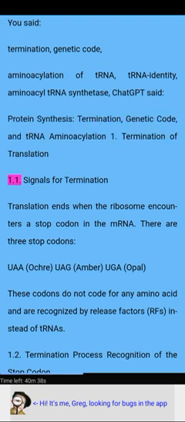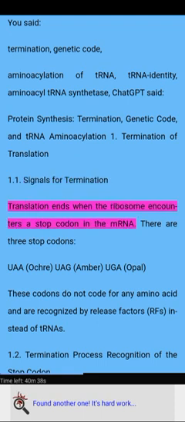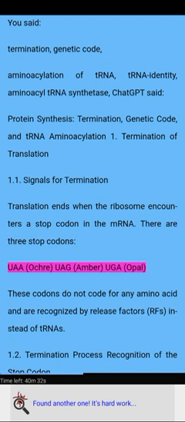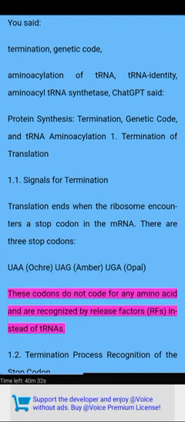1. Termination of translation. 1.1. Signals for termination. Translation ends when the ribosome encounters a stop codon in the mRNA. There are 3 stop codons: UAA (ochre), UAG (amber), UGA (opal). These codons do not code for any amino acid and are recognized by release factors (RFs) instead of tRNAs.